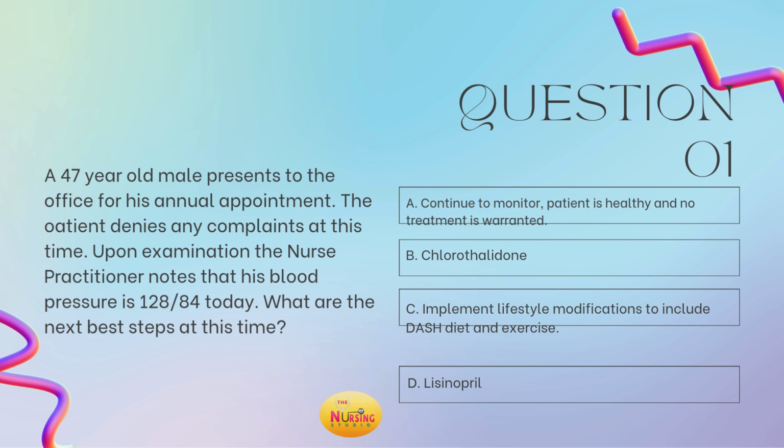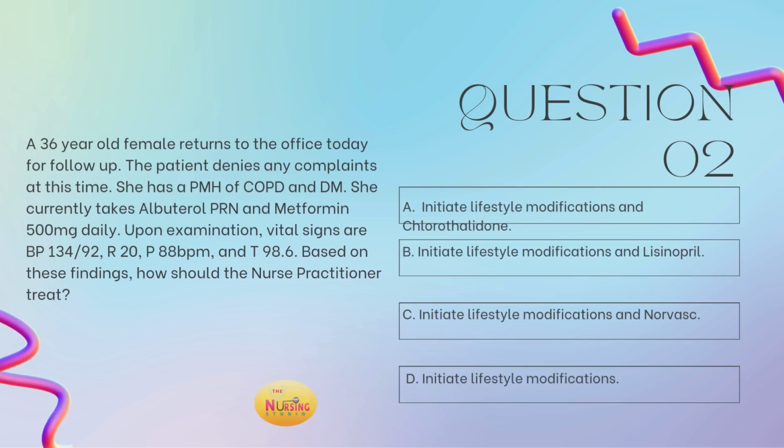All right. But follow me as we continue through the questions and we'll go into the next steps. Okay. Question number two: a 36-year-old female returns to the office today for follow up. The patient denies any complaints at this time. She has a past medical history of COPD and diabetes. She currently takes albuterol PRN and metformin 500 milligrams daily.